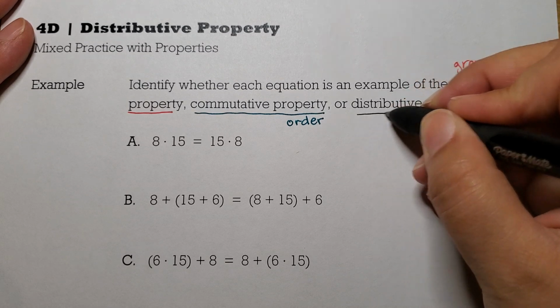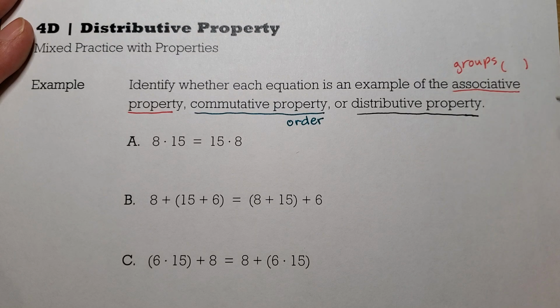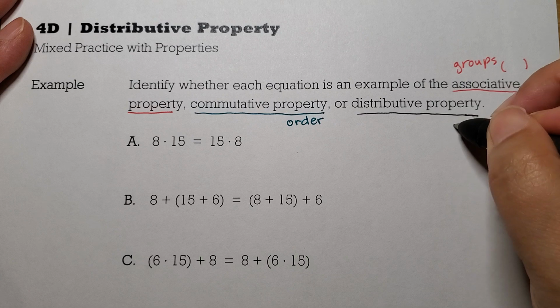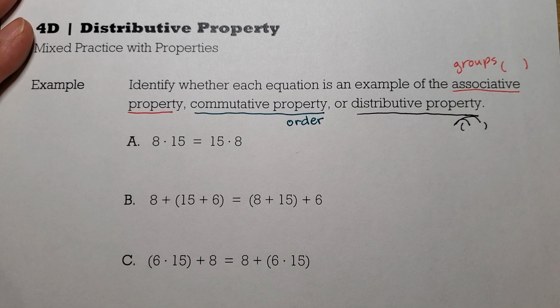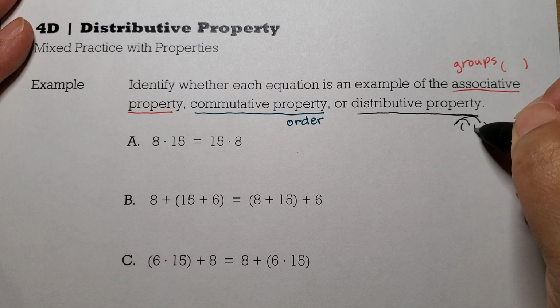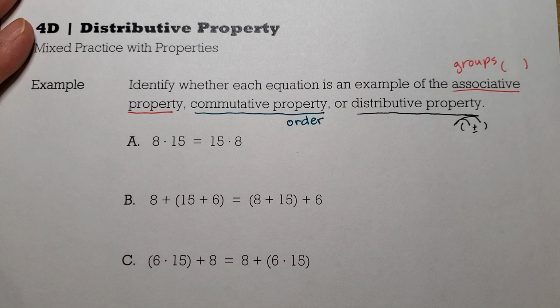And then lastly, we have the distributive property. So the distributive property is when you have a number outside parentheses and you distribute it to things on the inside that are being added or subtracted together. So when we go to identify what property is being displayed, we want to identify what has changed. Have the groups changed? Has the order changed? Or does it look like something's been distributed rather?